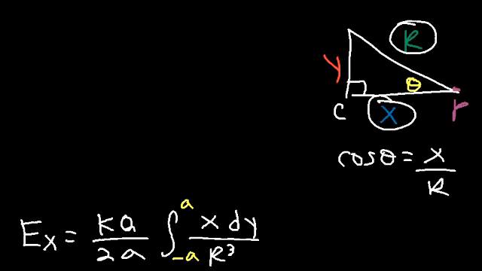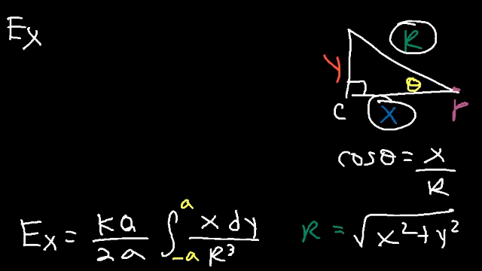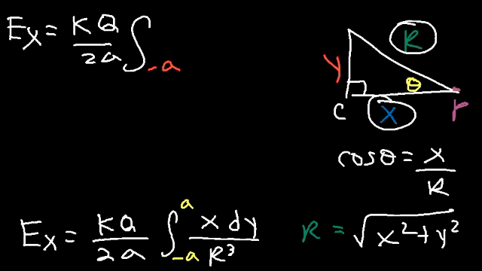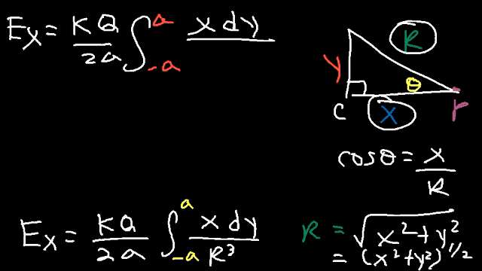Now keep in mind r, we defined it as being the square root of x squared plus y squared. So we're going to have to use that here. So E sub x is equal to k q over 2a, integral from negative a to a, x dy divided by the square root of x squared plus y squared, which is the same as x squared plus y squared raised to the 1/2. So if that's equal to r, then r to the third is going to be x squared plus y squared to the 3/2. You have to multiply 1/2 by 3, and you get 3/2. So this is x squared plus y squared raised to the 3/2 due to this 3.